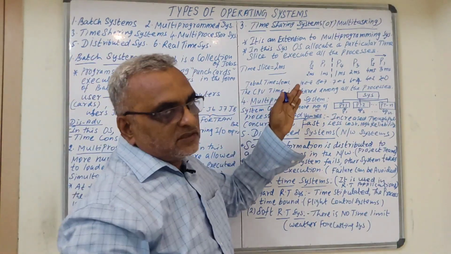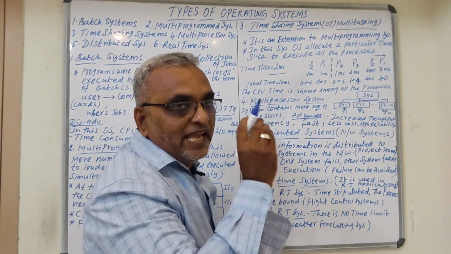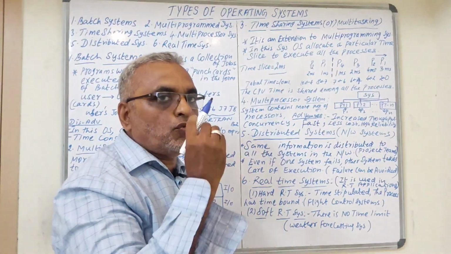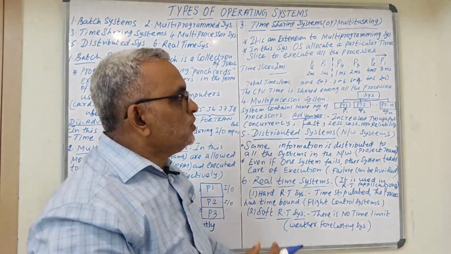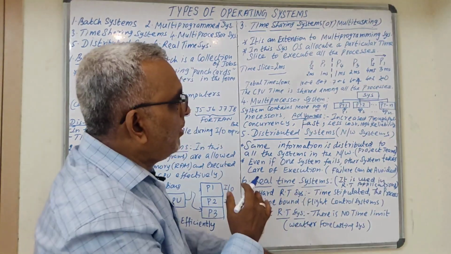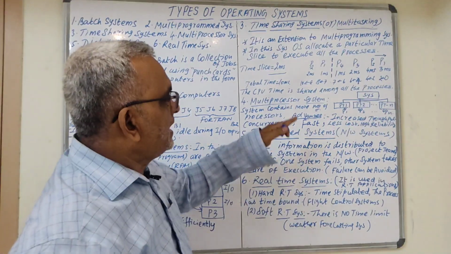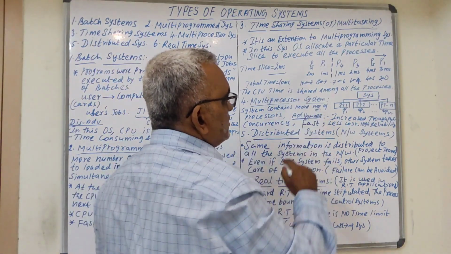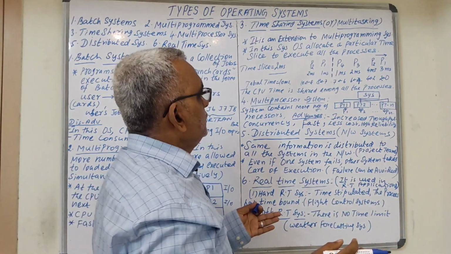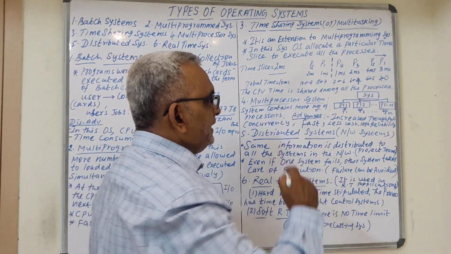So in this case, the operating system provides the same amount of time slice to all the processes so that it is able to finish all the processes completely. So that is the advantage. The CPU time is shared among all the processes. So naturally the speed of the system is increased.